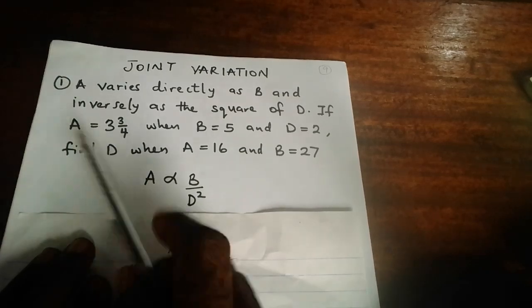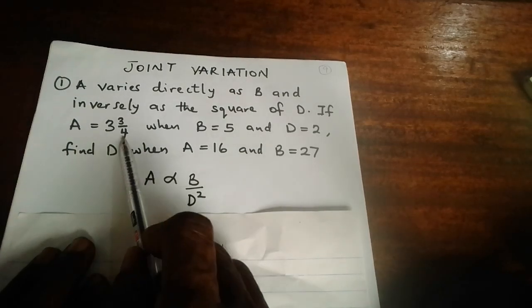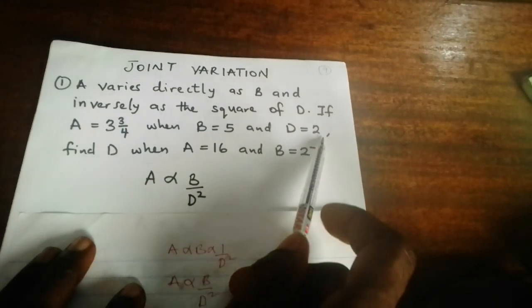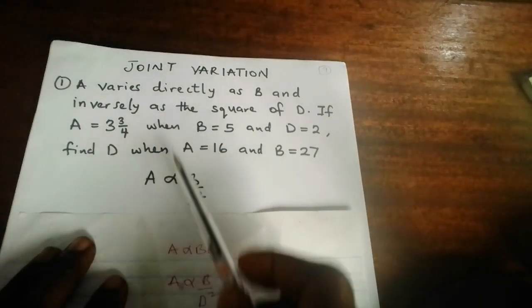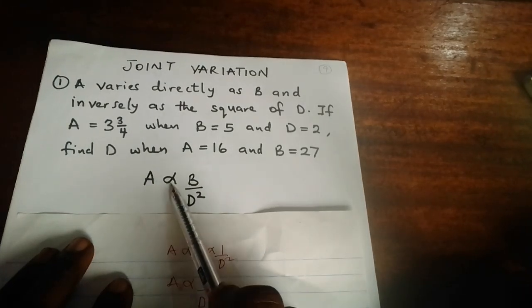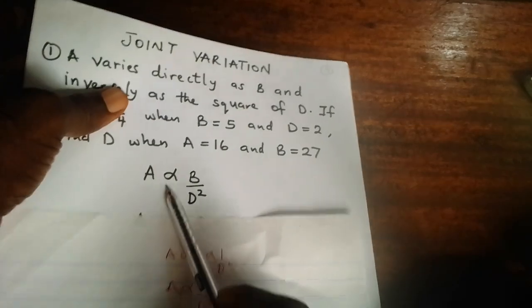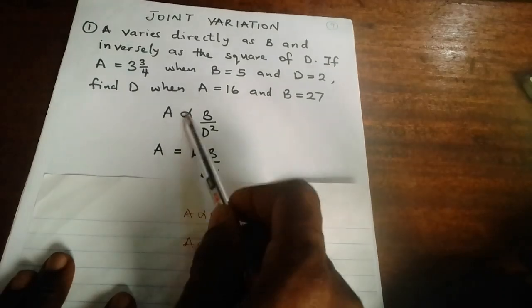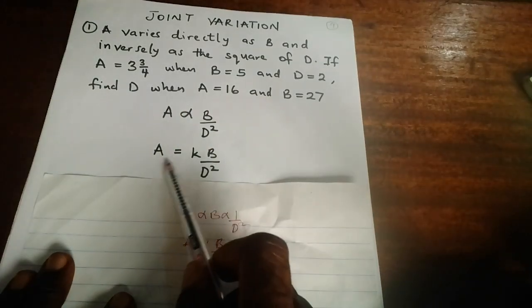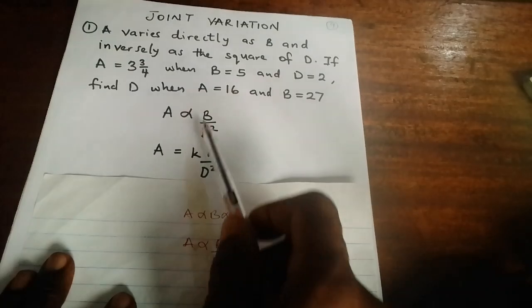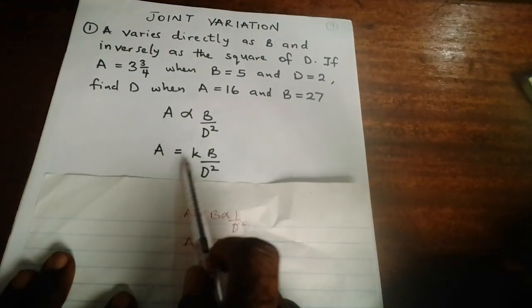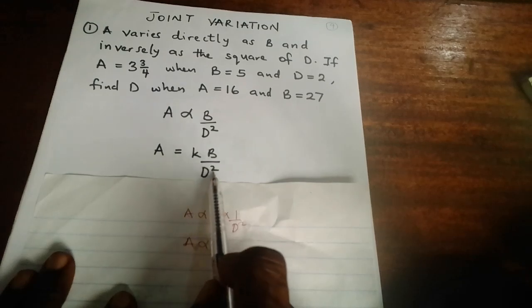Then you are given the value for A to be 3 over 4 when B is equal to 5 and D is equal to 2. So you are going to substitute it into this. But before then, you must first of all remove this proportionality sign and introduce an equality sign and a constant. So A should be equal to K, in place of the proportionality sign put an equality sign and a constant, K times B over D square. A equals K times B over D square.